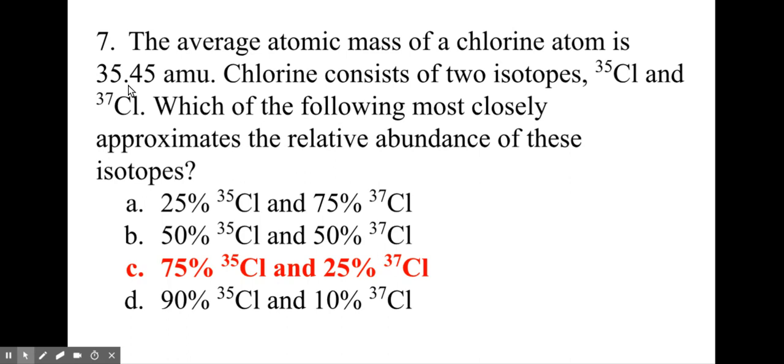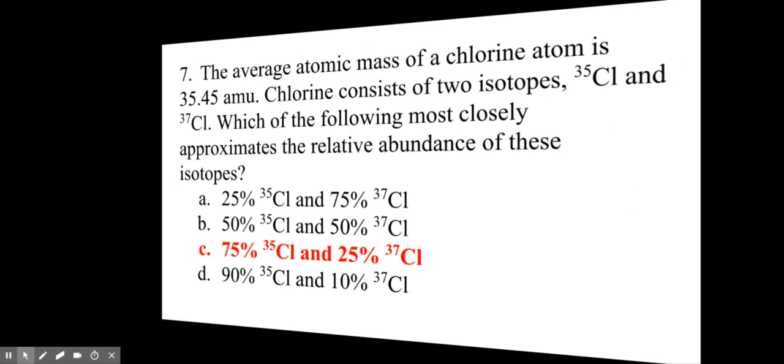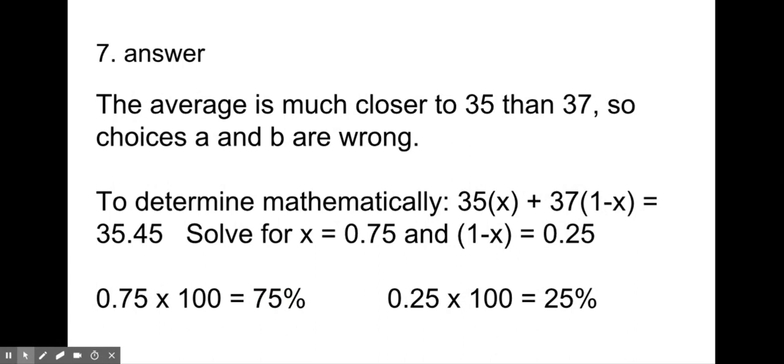Also, because 35.45 is much closer to 35 than it is to 37, it means that the chlorine 35 isotope is represented more often than the 37. So that means that choice A, with only 25% 35, is out. So now we're left with C and D. So how do we make our choice here? Well, let's see the math.